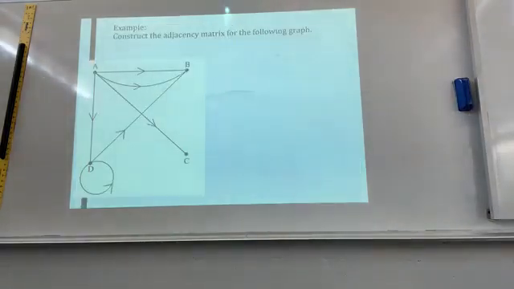Let's try this, please. Construct the adjacency matrix for the following graph. What sort of matrix should it be? What's the dimension? 4 by 4 because there are 4 vertices.